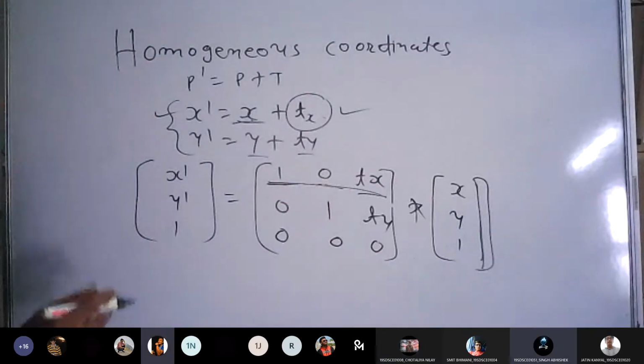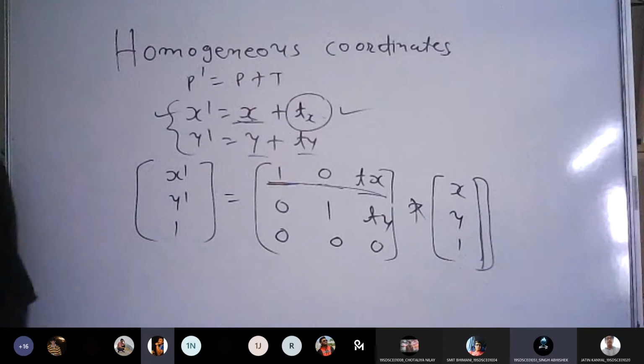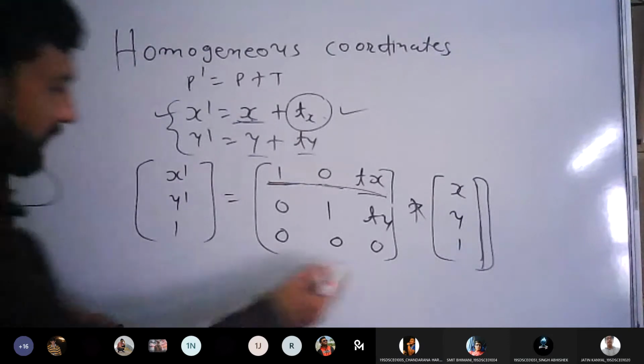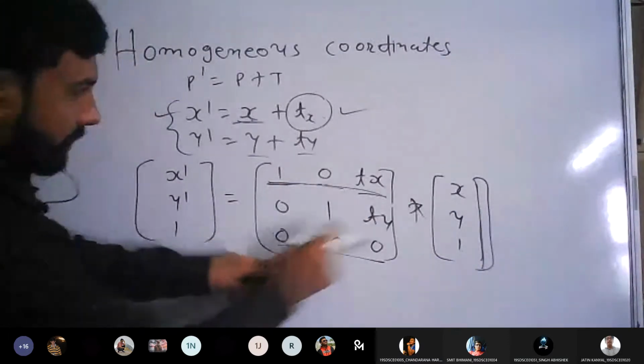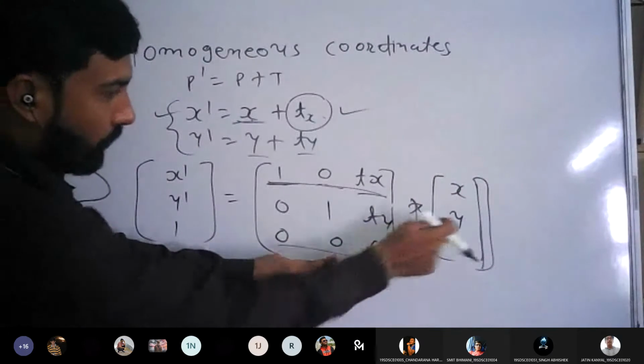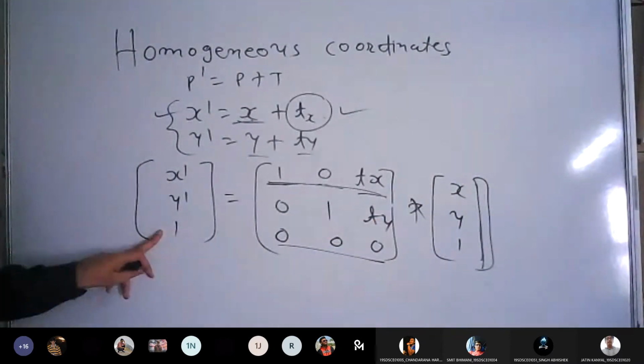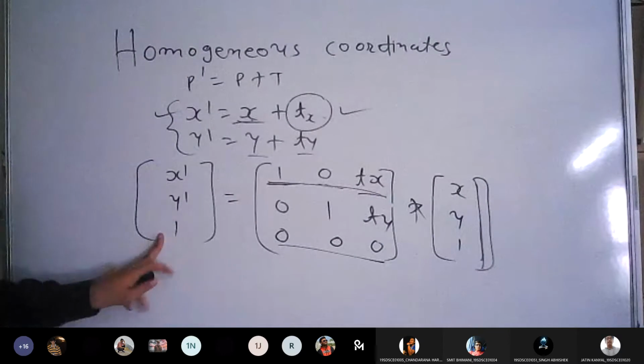Can we write 0 0 लिख सकते हैं, 1 0 0 लिख सकते हैं, 0 1 0 लिख सकते हैं, 001 लिख सकते हैं, ऐसा नहीं है, वही लिखना पड़ेगा। क्यों? If you multiply the last row with first column, 0 into x, which is 0, 0 into y, which is 0, 0 into 1, which is 0. So entire answer is 0, and here it is 1. So 1 equal to 0, which is wrong.